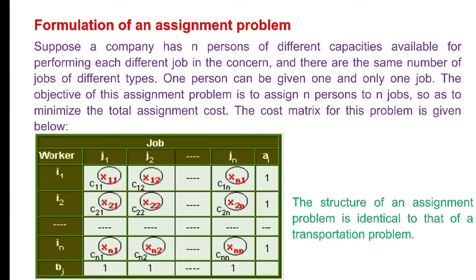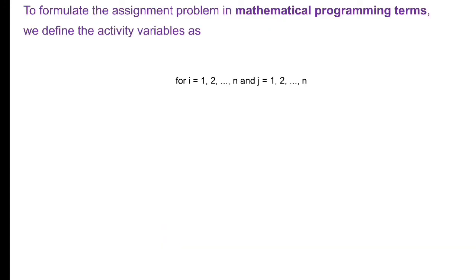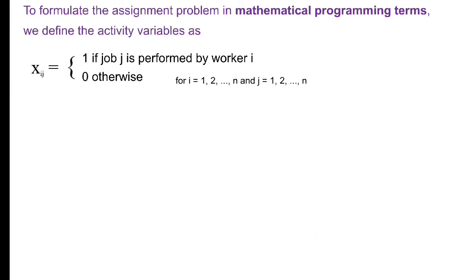The structure of an assignment problem is identical to that of a transportation problem. But here we are going to study the assignment problem of this unit. The formulation of the assignment problem in mathematical programming format is like this: xij equals 1 if the job is performed by worker i, otherwise it is 0, for i equal to 1 to n, j also 1 to n. In the table, cij is the cost of performing the jth job by the ith worker.